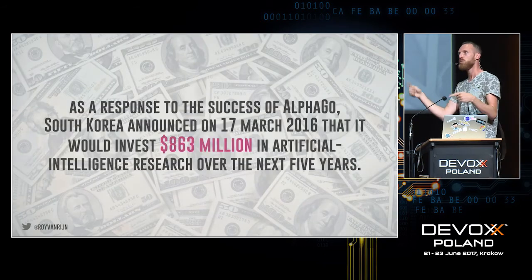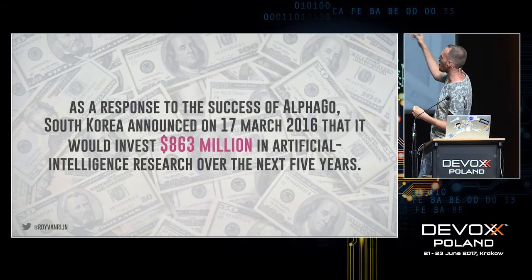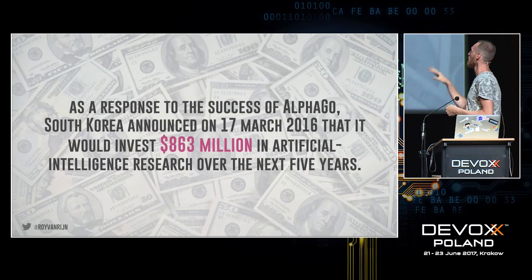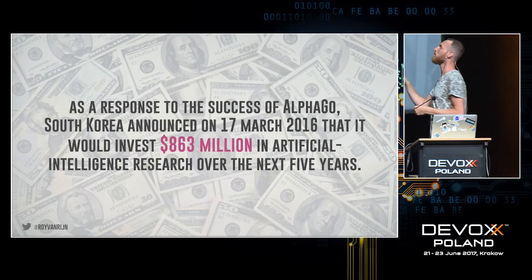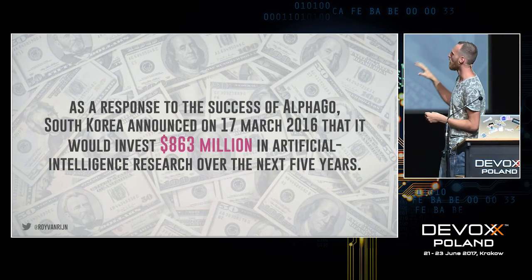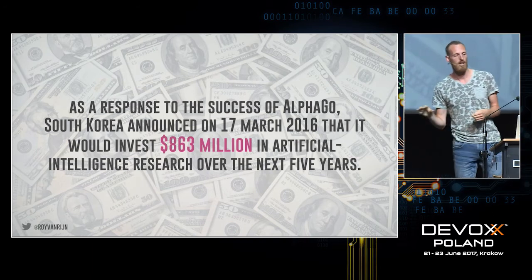And already things started to happen. Like, as a response to the success of AlphaGo, South Korea announced on 17 March 2016 that it would invest $863 million in artificial intelligence research.